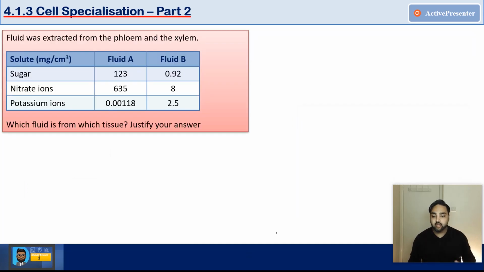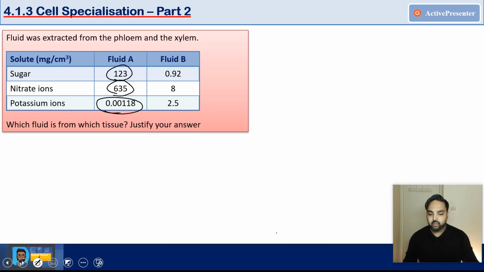And we can look at a similar thing. If I took fluid from both the phloem and the xylem and I didn't tell you which one's which, could you work it out? That's one thing that you may be asked to do in an exam situation. So if we look at fluid A, we can see that it's got a very high amount of sugar, very high amounts of nitrate ions, but not very much potassium ions. And then if I compare that to fluid B, it's not got much sugar at all. It's got some nitrate ions, but a much higher concentration of potassium ions.